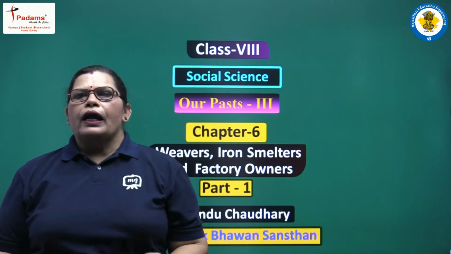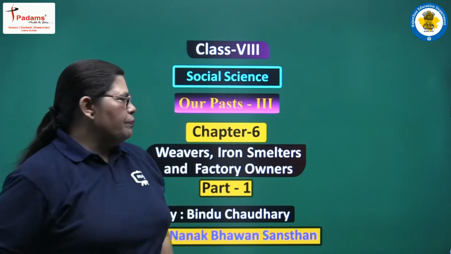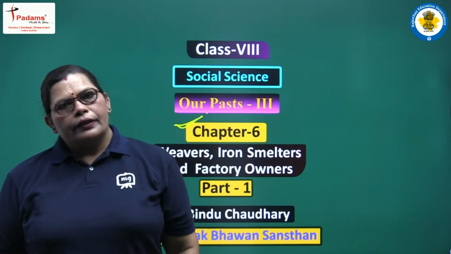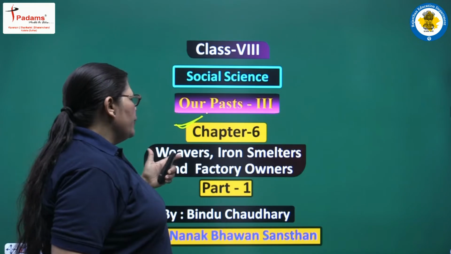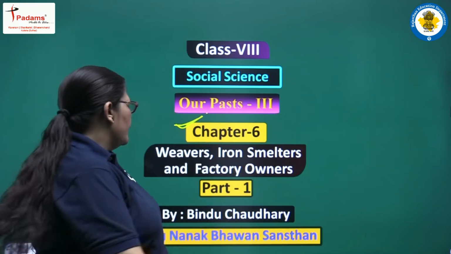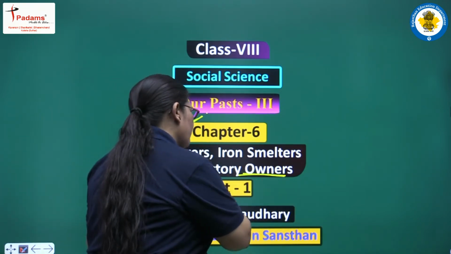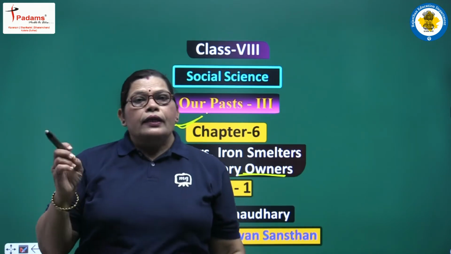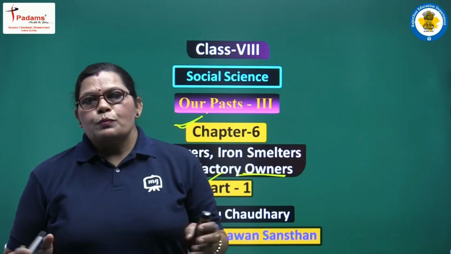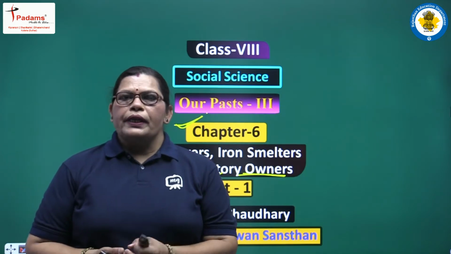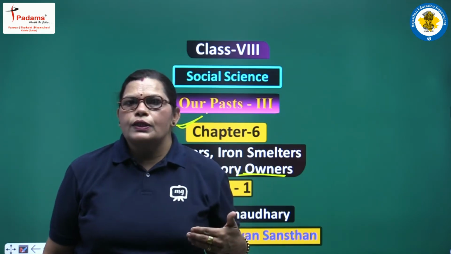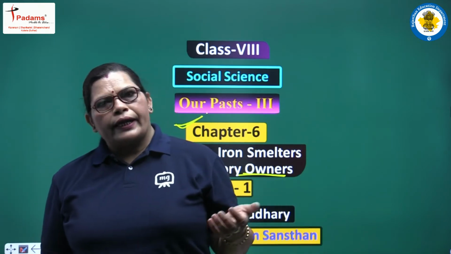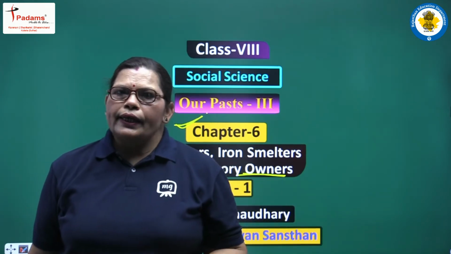Today we are covering our past part 3rd, chapter 6th. Yes, today we are starting our new chapter. The name of the chapter is Weavers, Iron Smelters and Factory Owners. Today we are covering its part 1st. When we are covering part 1st, this chapter is based on the industries. Mainly 2 industries we will cover in this one. The first one is cotton textile industry and the second one is iron and steel industry.